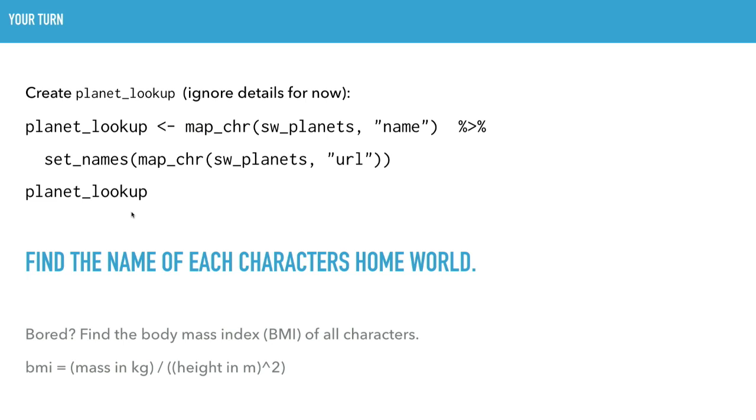And then I want you to solve this iteration problem. I want you to find the name of each character's homeworld. I want you to use the strategy. So do it for Luke, turn that into a recipe, and then do it for all. You're putting a few things together there, so I'm going to give you 4 minutes, and make use of your neighbor if you get stuck.